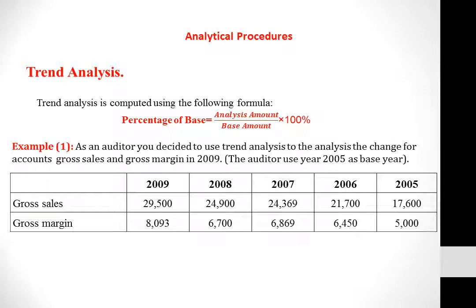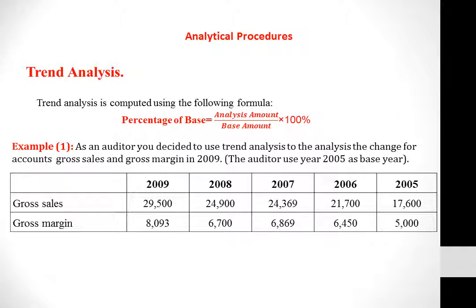Then, using trend analysis he built his expectation. He expected from the trend analysis that this item is going to increase, so these are his expectations. This is the first step. Second step, he's going to compare between what's expected and what's recorded.